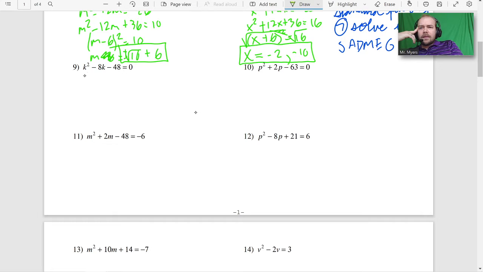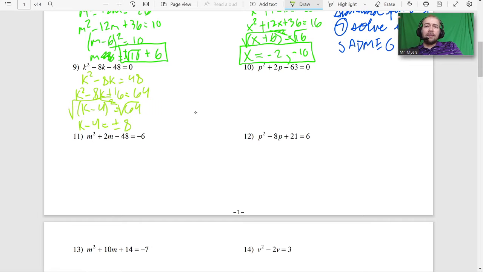So then we have k squared minus 8k, 48. 8, 4, 16. 16 and 48. 5, 6, 64. Yeah, because those are both multiples of 4. Yeah, yeah. Okay, that's gonna work out pretty interestingly. So then we have k minus 4, right? And then we square root, square root. K minus 4, we got plus or minus 8.